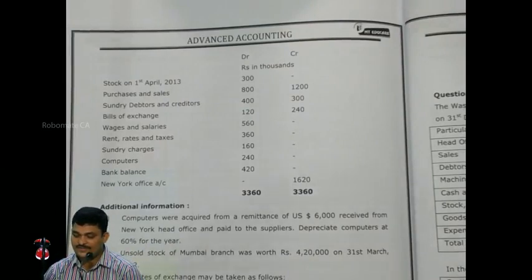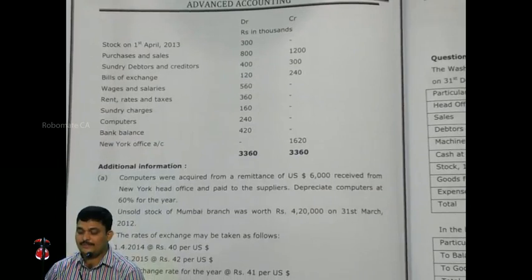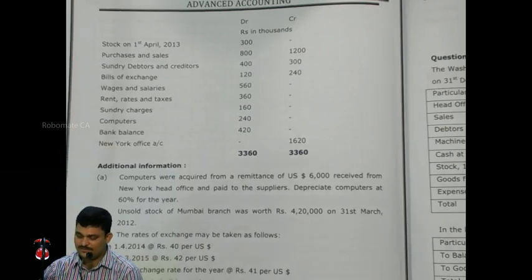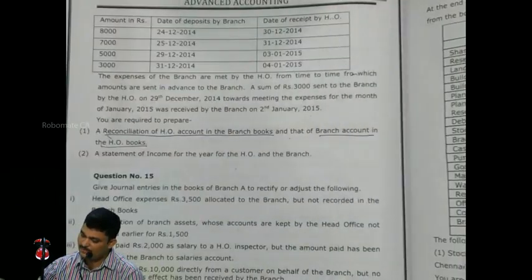Stock, purchase, sales, sundry debtors, creditors, bills of exchange, wages, rent, sundry charges, computer, bank balance, New York office. Computers were acquired from a remittance of $6,000 received from the New York and paid to the suppliers. Depreciate computer at 60% for the year. Unsold stock of Mumbai branch was worth rupees 4,20,000 on 31st March 2012. The rate of exchange may be taken as follows: 1/4/2014, 31st March 2015. Trial balance 14.